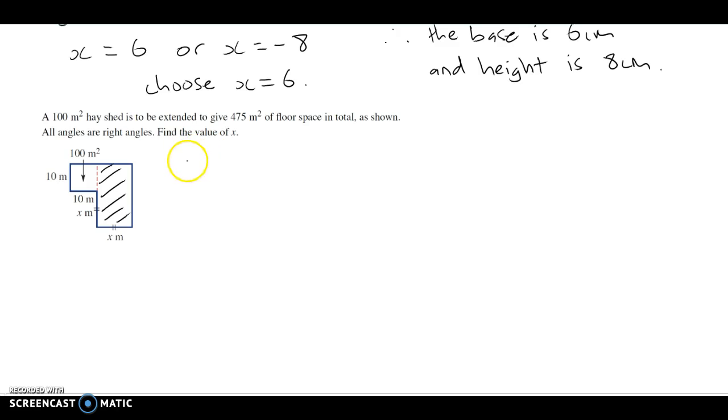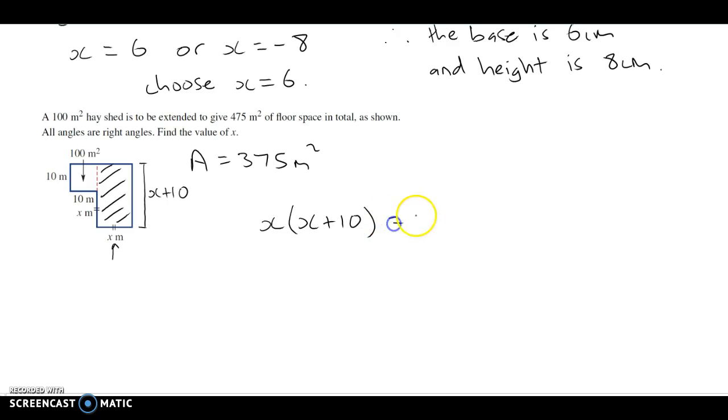will be 375 meters squared. Now to find the area of that rectangle, we've got this distance here of x, and we know that this distance here will be x, this length, plus that length, x plus 10 meters. So let's set up an equation. We know x times x plus 10 will equal 375. Let's expand that out. X squared plus 10x minus 375 equals 0.